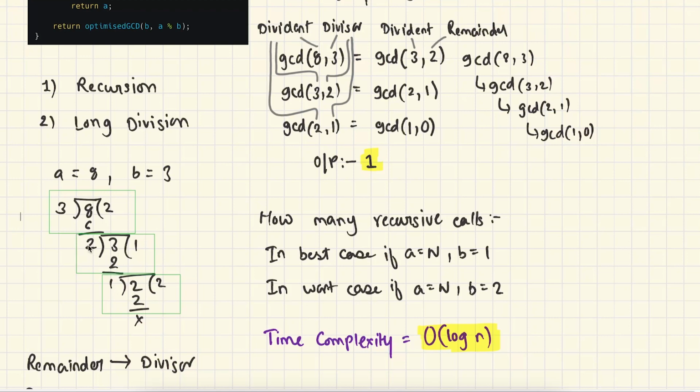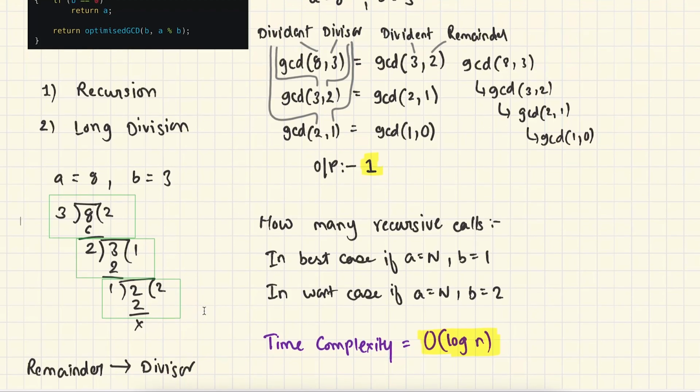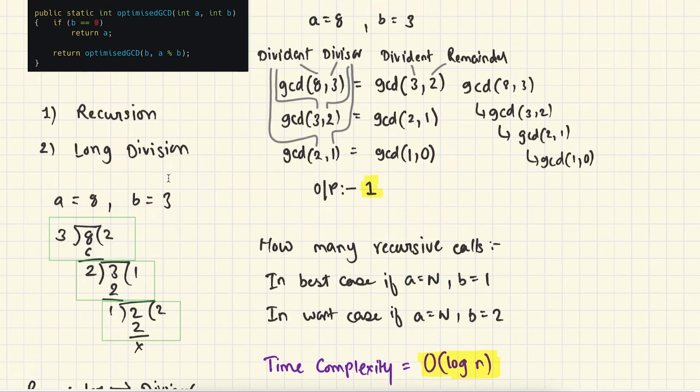Now we again divide 3 by 2, we get remainder 1. And we again divide 2 by 1, we get remainder 0. So basically what we are doing in long division is dividing until we reach 0, and this is a form of recursion. See, the GCD of 8 and 3 is the same as the GCD of 3 and 2, which is the same as the GCD of 2 and 1. So we are using recursion here along with the long division method, and this optimization is based on both concepts, right?